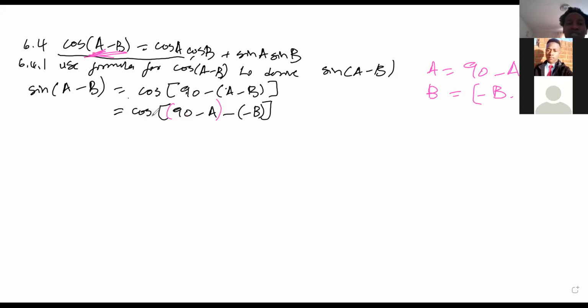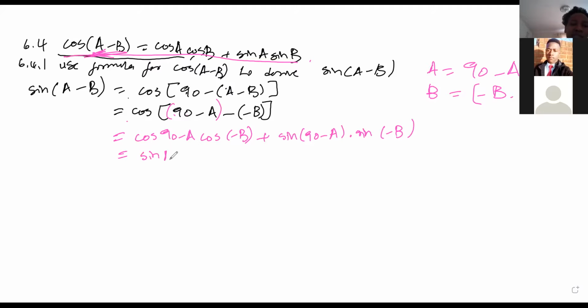So we have this in that form, because 90 minus A and then minus negative B. Now we can follow this formula, because 90 minus A, our 90 is A, so that means we have cos(90 minus A) cos(negative B), following that formula, plus sine(90 minus A) times sine(negative B). 90 minus A becomes a positive sine A.